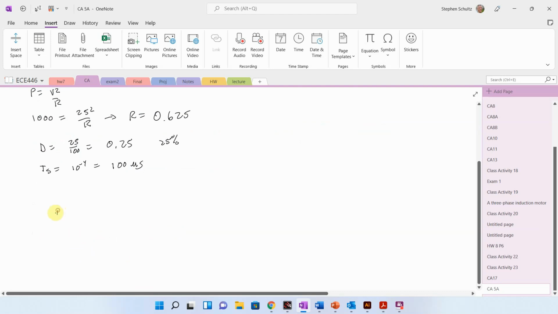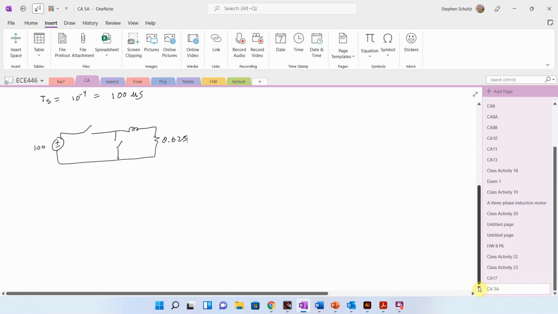Here's what our basic circuit is going to look like. We have a switch, and then another switch, an inductor, and a resistor like that. This is 100 volts, and this is 0.625. Then we are going to convert this switch right here into a diode and this switch right there into a MOSFET.